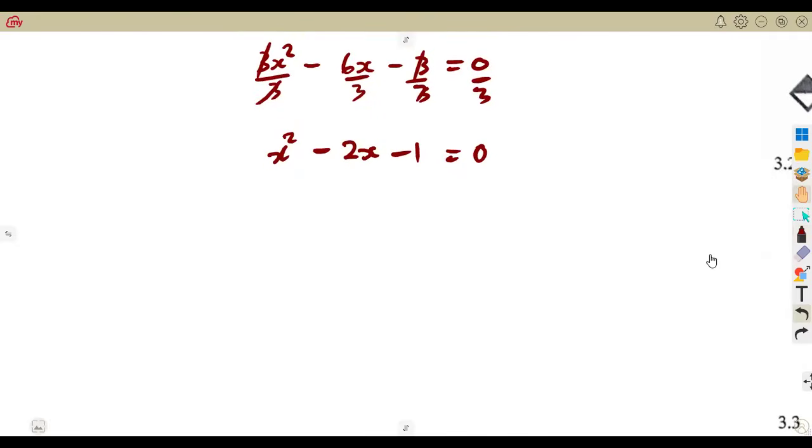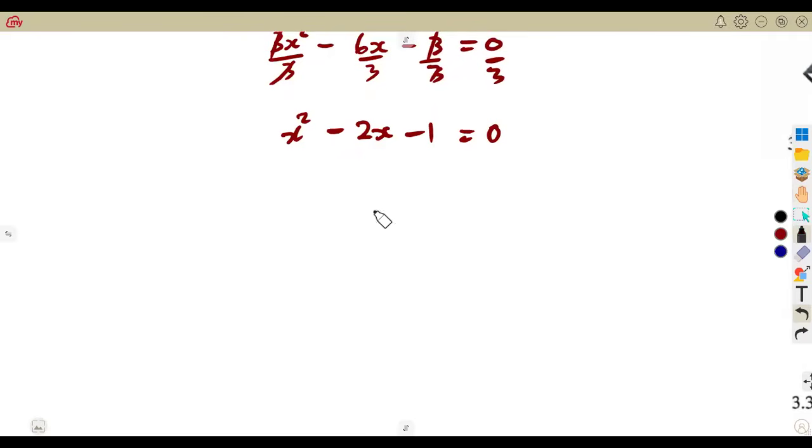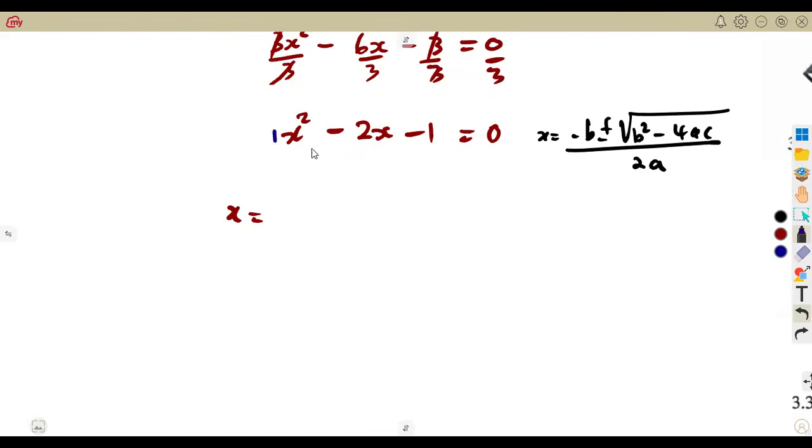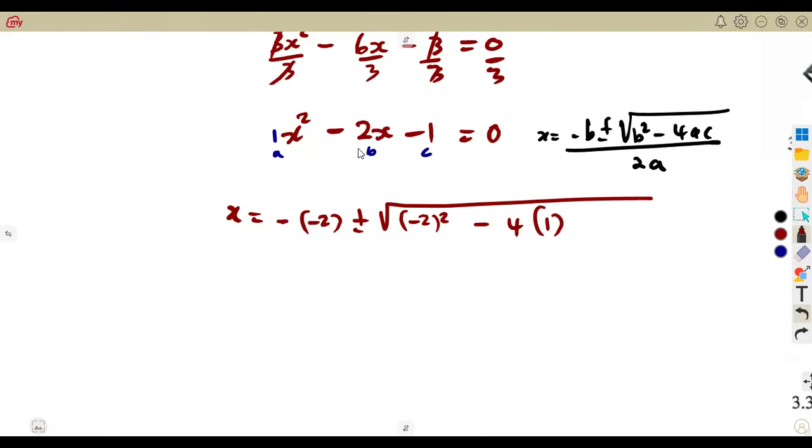So meaning to say we're going to use our quadratic formula, that x is supposed to be equal to minus b plus or minus the square root of b squared minus 4ac, over 2a. So therefore, x was going to be what? This is our a, our b, and our c. So that's minus b, which is minus 2, plus or minus the square root of b squared. So that's minus 2 squared minus 4 times a, which is 1, times c, which is minus 1. All right, so this is what you are having, everything over what? 2 times a, which is 2 times 1.